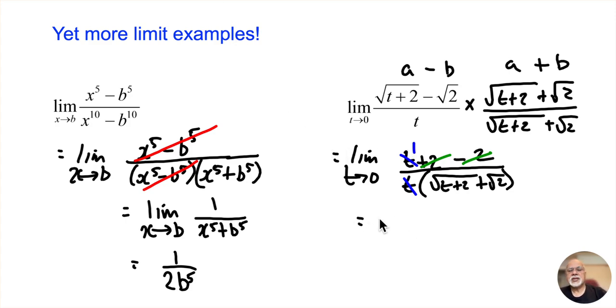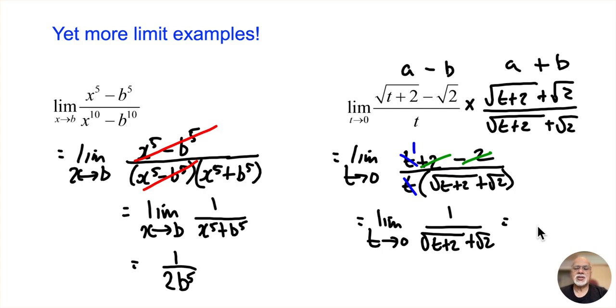And so we end up getting the limit as t approaches 0 of 1 over root of t plus 2 plus root 2. And this is well defined because we can now let t go to 0, and we simply end up with 1 over 2 root 2, which ends up being just root 2 over 4 if you multiply top and bottom by root 2. Hopefully you got that answer.